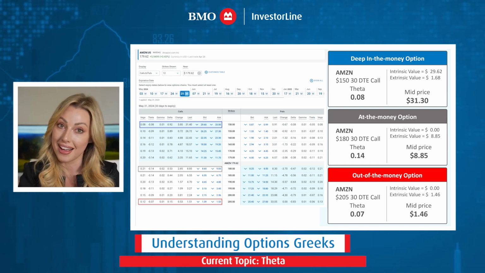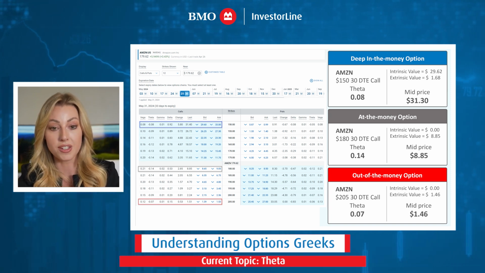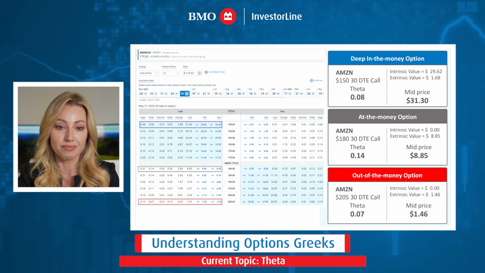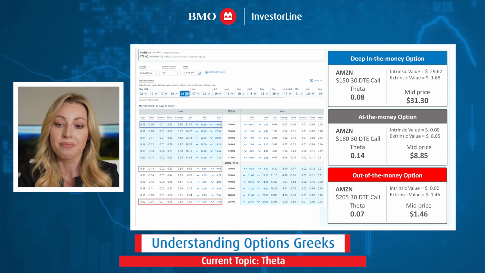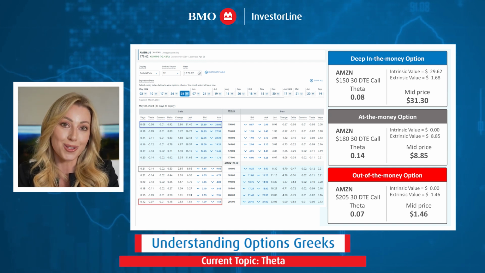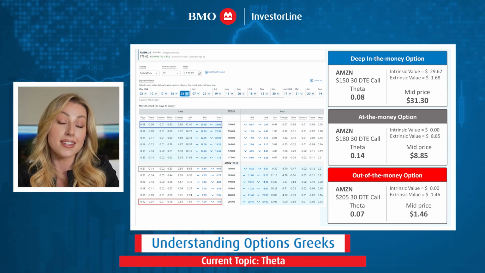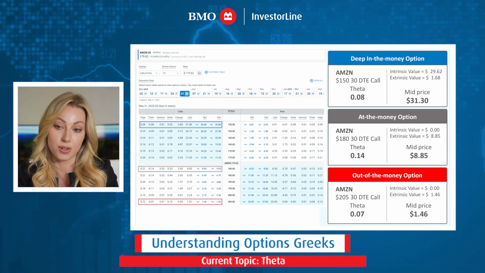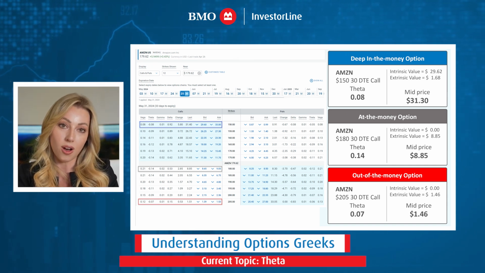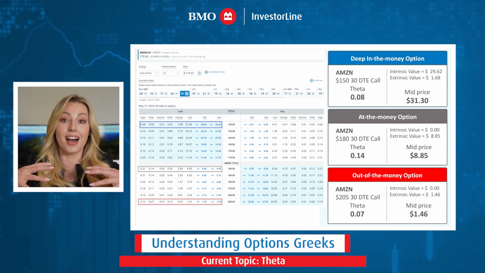And hopefully you made an observation once more. The very deep in the money option, so the right to buy at 150 when Amazon is at 179, that's about $29 worth of value there. So the mid price there is 31.30. If that's about $29 worth of intrinsic value, or 29.62 worth of intrinsic value, the excess of that mid price is the extrinsic value, which is 1.68. And you'll notice that this is relatively low compared to the at the money option. And the same occurs with the out of the money option.